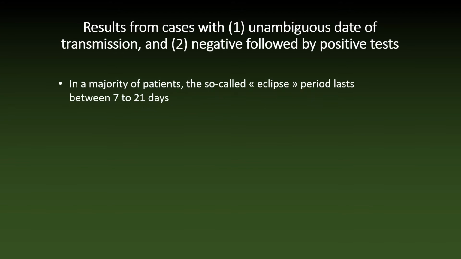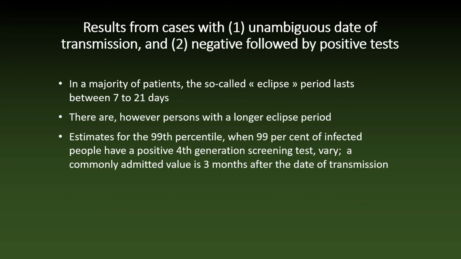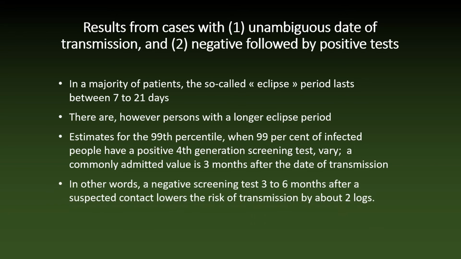In a majority of patients, the eclipse period lasts 7 to 21 days. There are, however, persons with a longer eclipse period. Estimates for the 99th percentile, when 99% of infected people have a positive fourth-generation screening test, vary. A commonly admitted value is 3 months after the date of transmission. In other words, a negative screening test 3 to 6 months after a suspected contact lowers the risk of transmission by about 2 logs, or 100-fold.